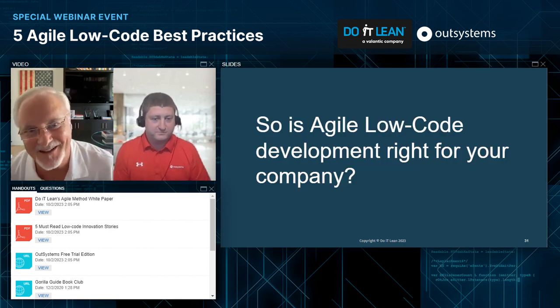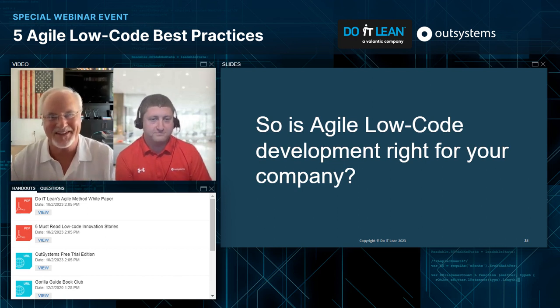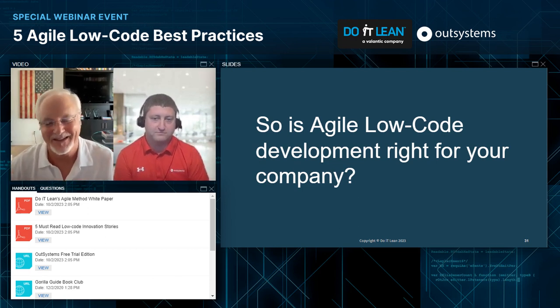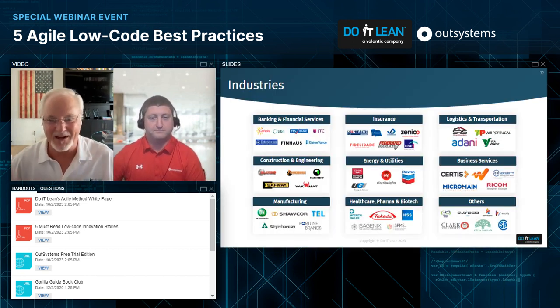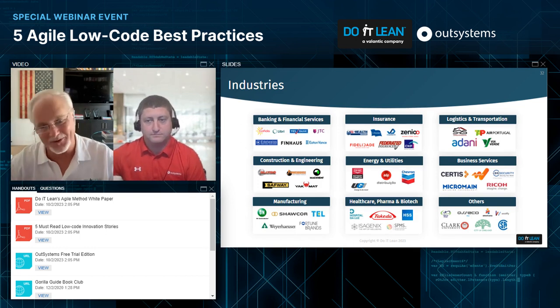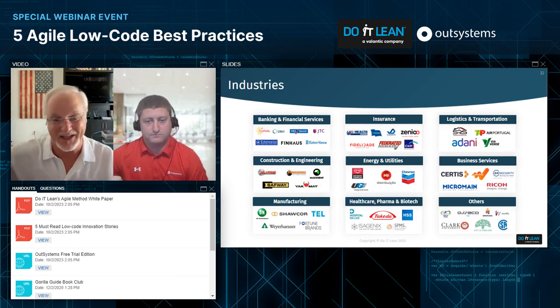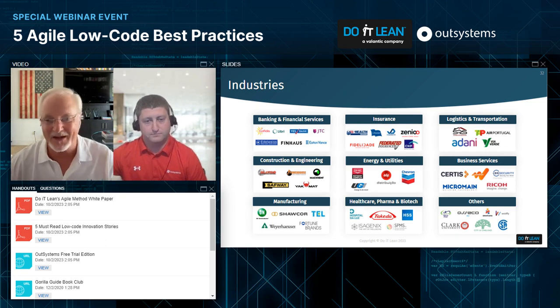All right, thanks, John. So I guess for our audience today, the real question is, is Agile low-code development right for your company? And quite frankly, we've helped a lot of organizations from around the globe. Some of these logos are European and Asian, actually, but we've helped a lot of customers across a lot of industries of all different shapes and sizes, from startups to universities and nonprofits, to some of the largest organizations in the world, Chevron, Takeda, et cetera.